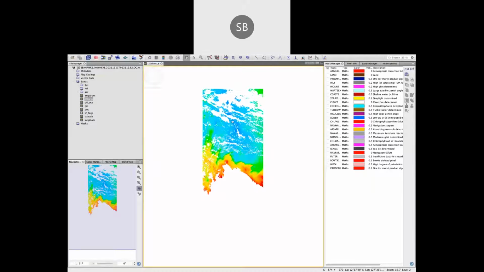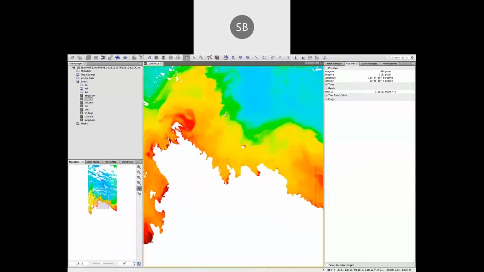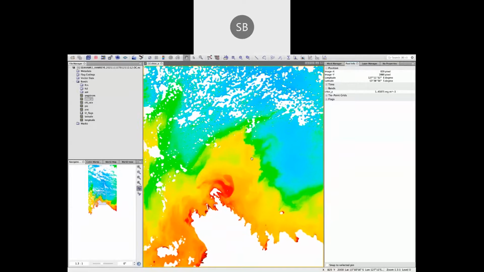As you can see, that's the same scene that was presented to us on the browser, now available to us here. What's nice about this is that if we look over here at the pixel information, as we roll our cursor around over it, we can get a representation of the values of chlorophyll under our cursor. We can zoom in, if you like. You can see all these nice features.